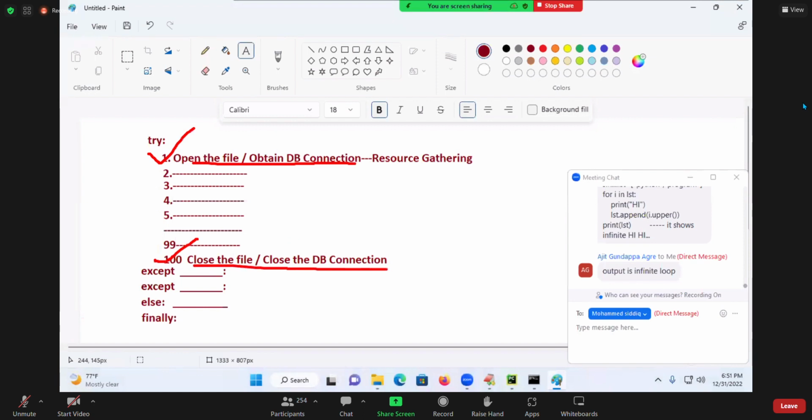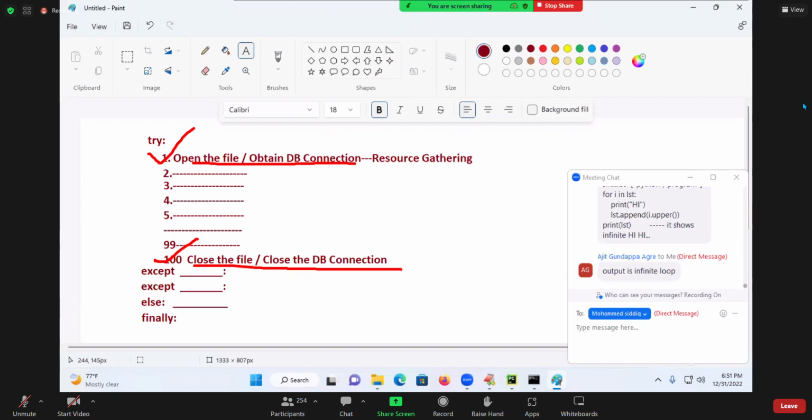Assume students, in line number 1, in try block I got the resources. In try block only I am closing my resources. Once if I open the door of the house, I need to close it when I am coming out. Once you open your file or database connection, it is mandatory and more important for you to close the database connection.